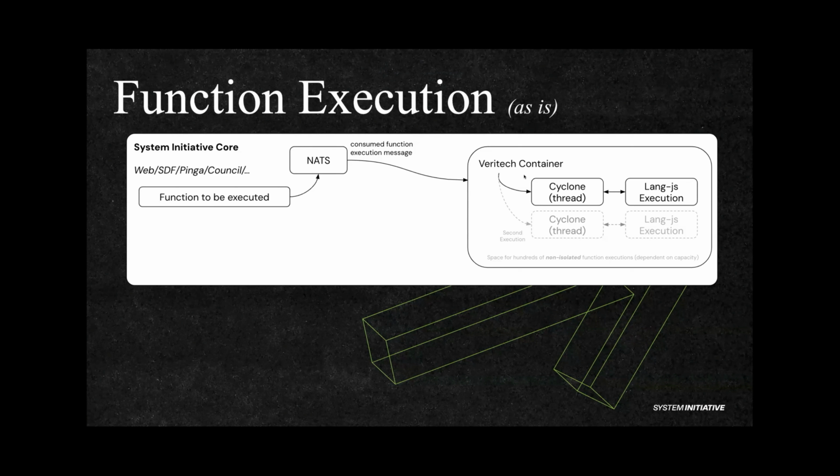Basically, the Veritech container pulls a message off NATS, it's got the function execution in it, and it currently spins up a Cyclone thread and executes the function in it and then passes the information back.